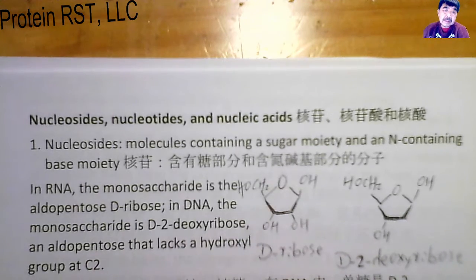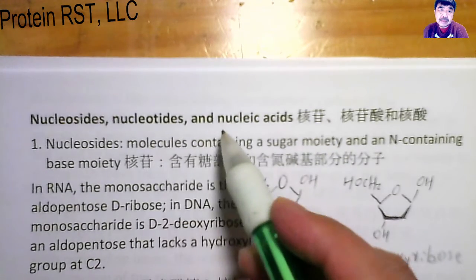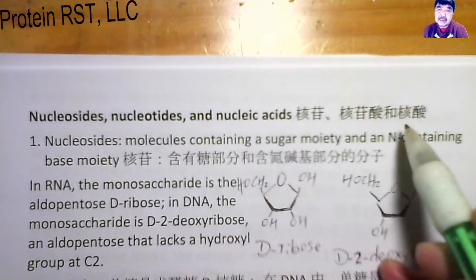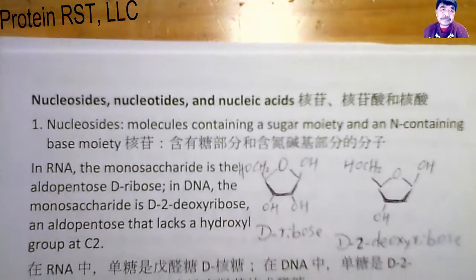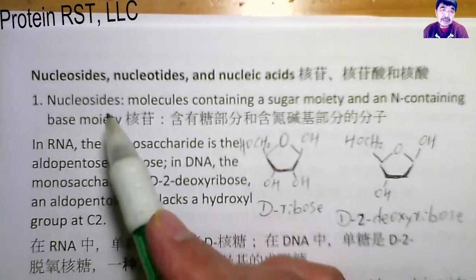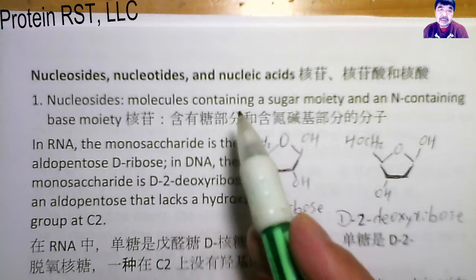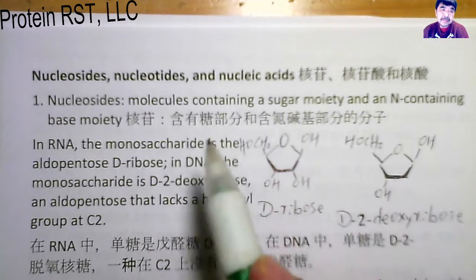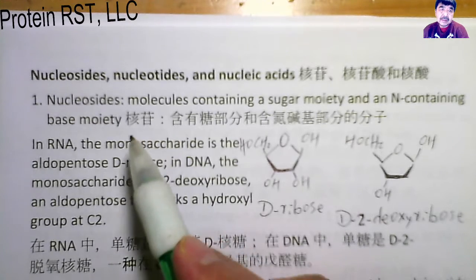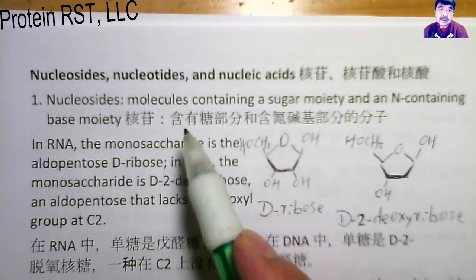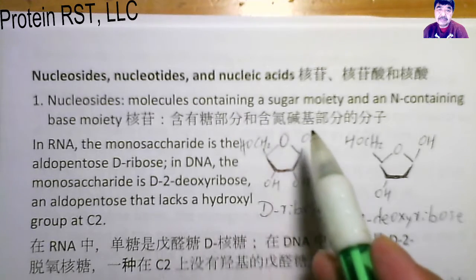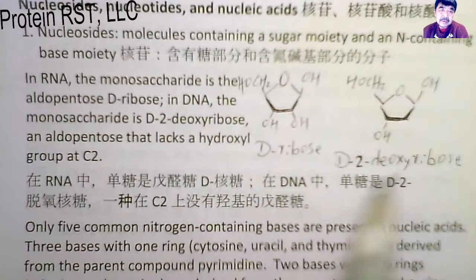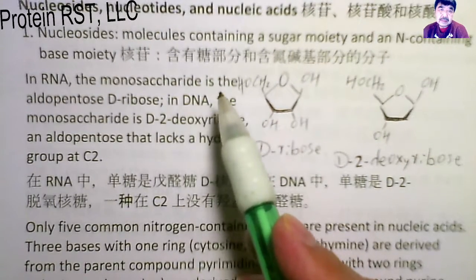Let's take a look at the nucleosides, nucleotides, and nucleic acids. So first, let's take a look at nucleosides. Molecules containing a sugar moiety and a nitrogen-containing base moiety. These are the nucleosides.